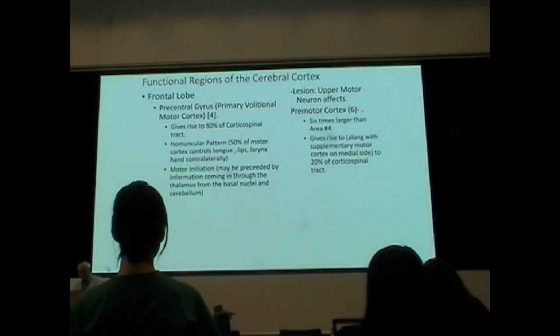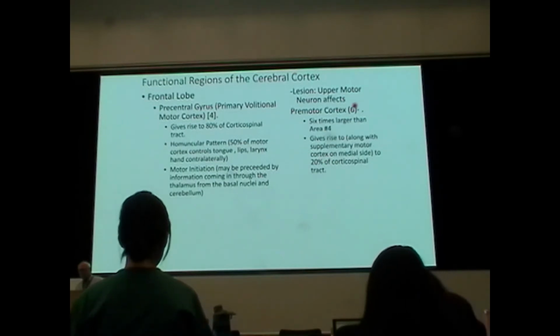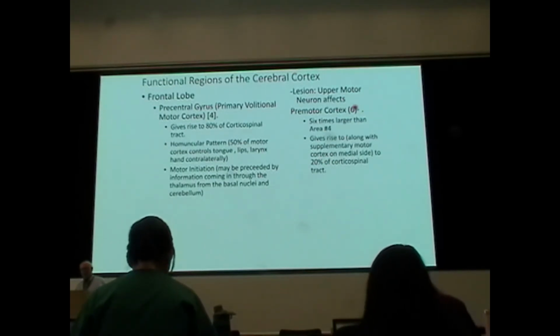So for the percentages, I would just go back to the 80-90%. So it's 80% of the corticospinal tract coming from the precentral gyrus, and 20% of it coming from the supplementary motor cortex and the premotor cortex.